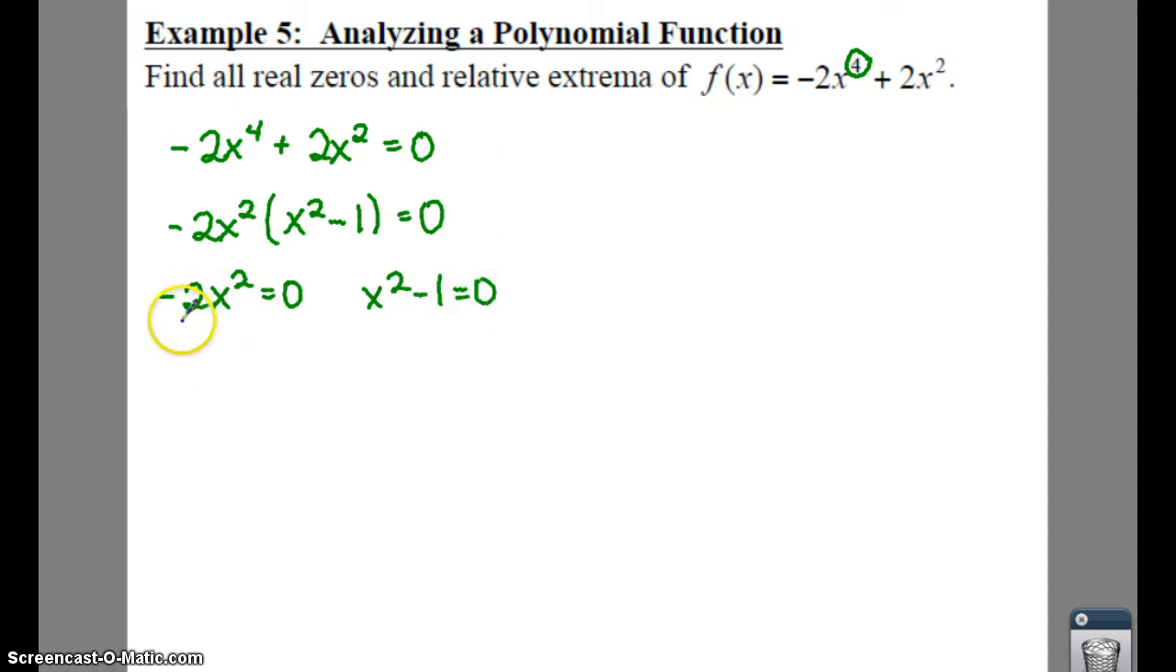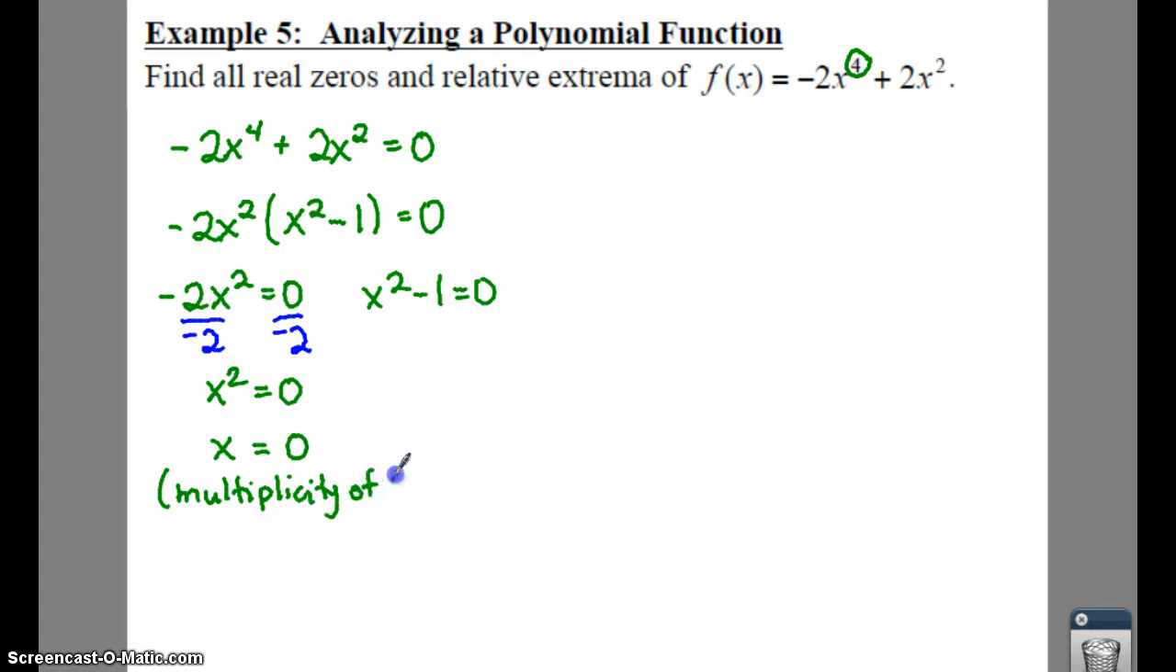And when we solve these, let's solve the one on the left. Divide by negative 2, divide by negative 2, and we get x squared equals 0, which means if you take the square root of both sides, you're going to get 0. However, it's not a plus or minus 0. You actually have a 0, but you have a multiplicity of 2. That means we actually have 2 zeros.